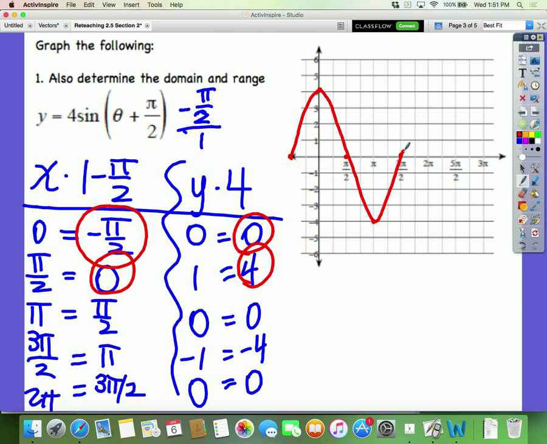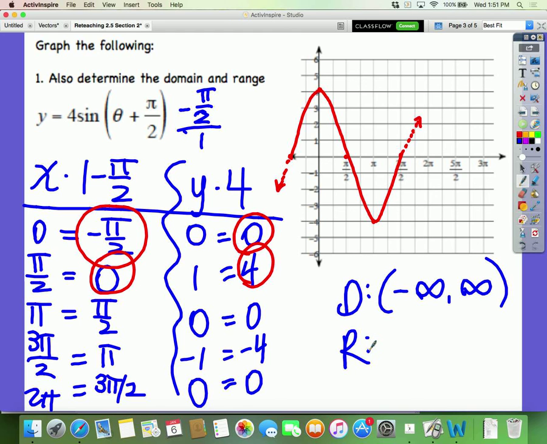What's happening after 3 pi over 2? It's going to go back up. What's happening before negative pi over 2? Goes down. Because these are continuous functions. They go on and on and on forever, meaning that their domain is what? Because it relates to your x's. They just keep going along this pattern. My range relates to what variable? Do my y's go on and on forever? No. Negative 4 to 4, and are negative 4 and 4 included? Yes. That is your domain and range.